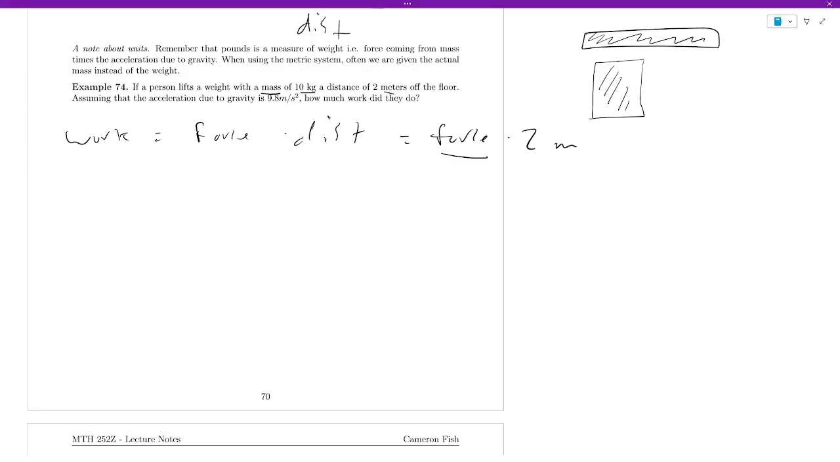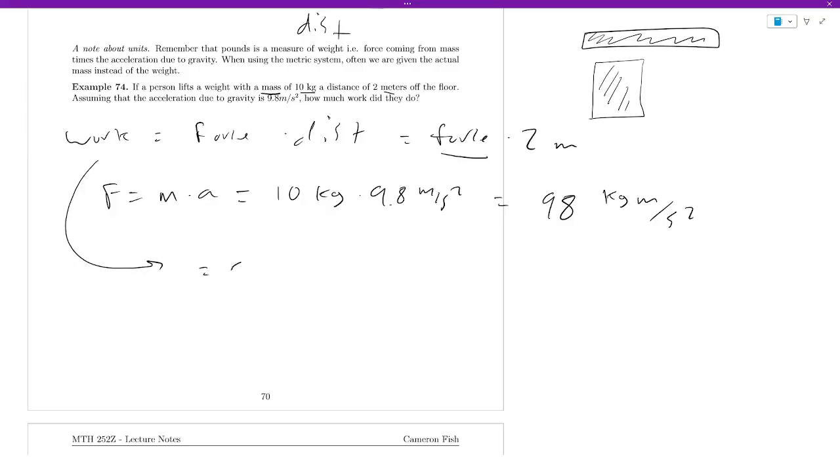But we have to think about the force more. All I told you was the mass, so I can't put 10 kilograms here, because that's not a force. That's a mass. But we know force is mass times acceleration. So the force that we have to apply to this weight is the mass times the acceleration due to gravity. We have to incorporate gravity, 9.8, when we're calculating the work. So coming down here, our force now is 98 kilogram meters per second squared, and then we have times 2 meters.